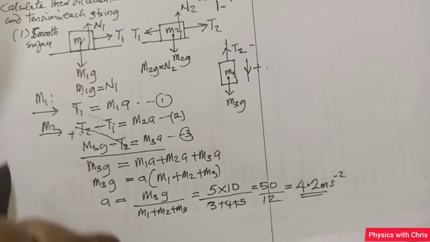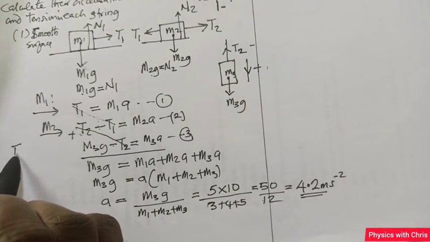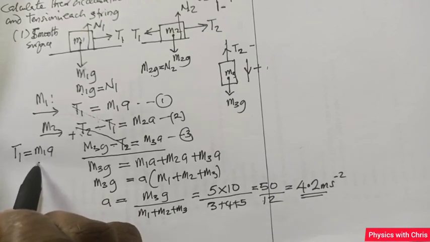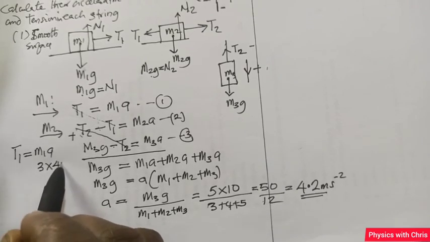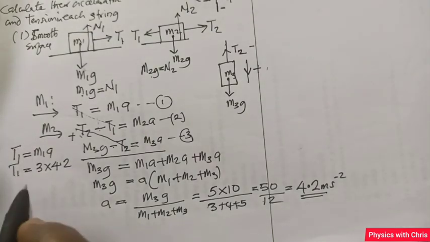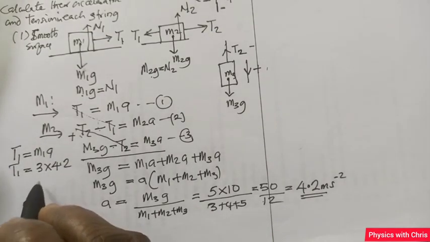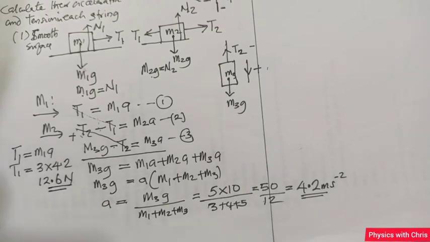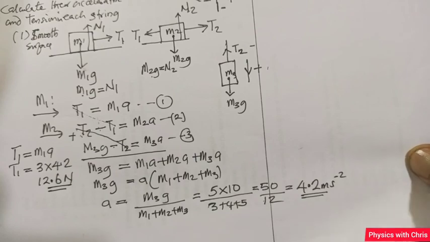Okay, we can come to the first equation of motion. T1 was equal to M1A. I have my M1 as 3, my A is 4.2. So the tension in the first string, or the string that connects M1 and M2, is 3 times 4.2, which gives me 12.6 Newton.